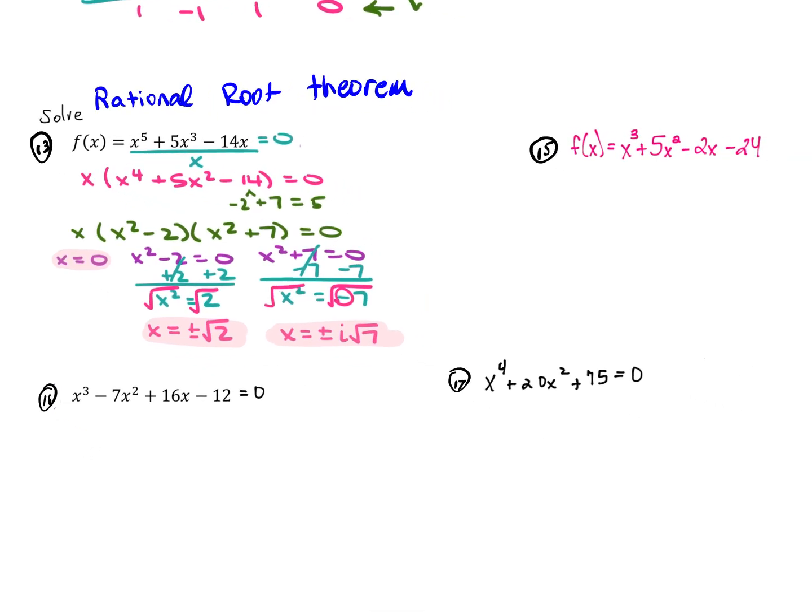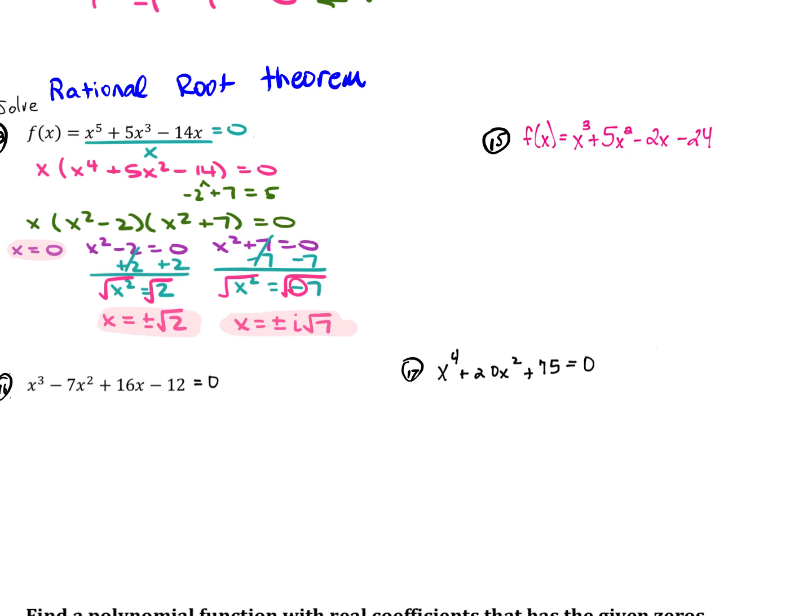For 15, you have x cubed plus 5x squared minus 2x minus 24. Your constant is the 24, so find the factors of 24. You have plus or minus 1, plus or minus 2, plus or minus 3, plus or minus 4, plus or minus 6, plus or minus 8, plus or minus 12, and plus or minus 24. I'm going to start with 1. My terms to the right are going to be 1, 5, negative 2, negative 24.